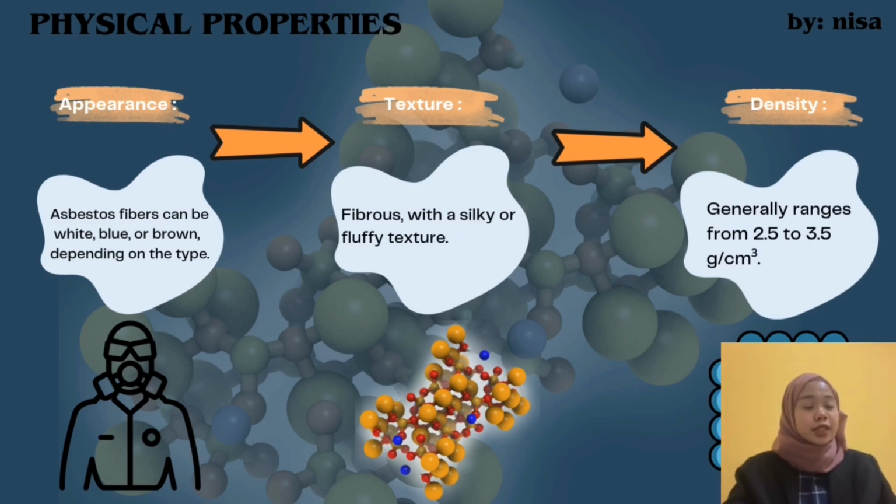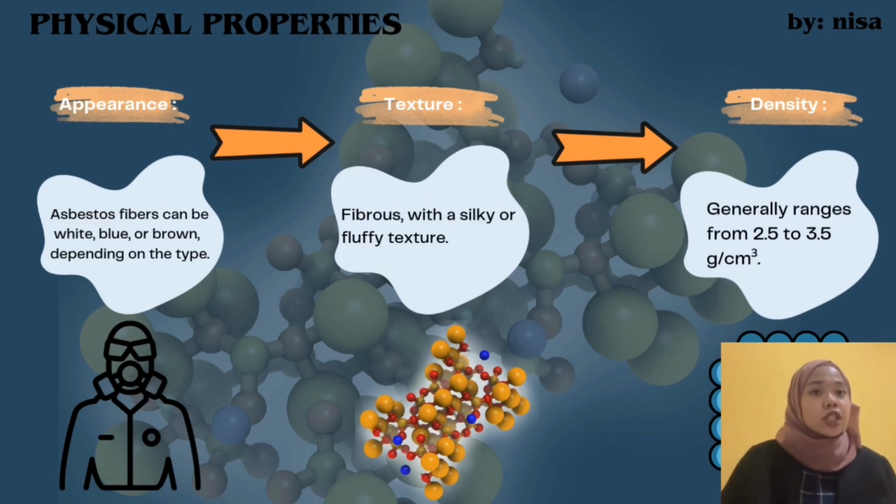So, next is texture. Asbestos is fibrous with a silky or fluffy feel in its raw form. However, when integrated into material like cement or insulation, the texture becomes more rigid. If these materials deteriorate, they can release fine asbestos fiber into the air, which is hazardous when inhaled.